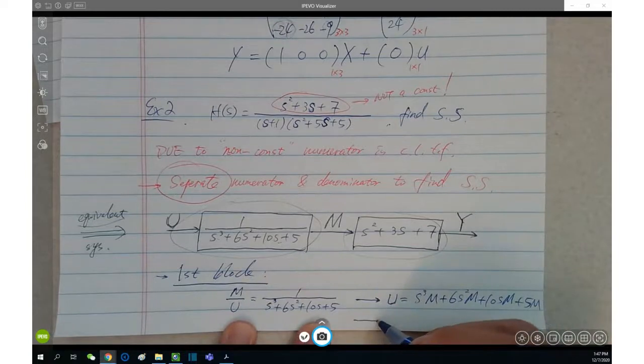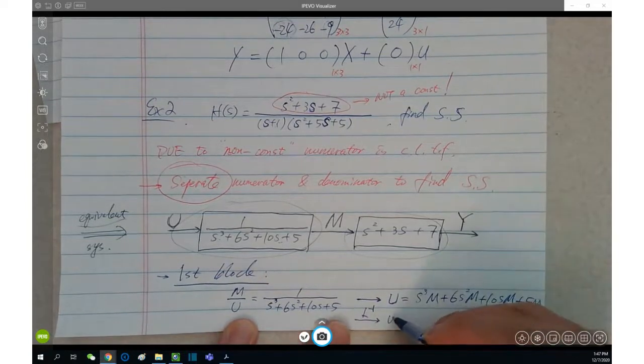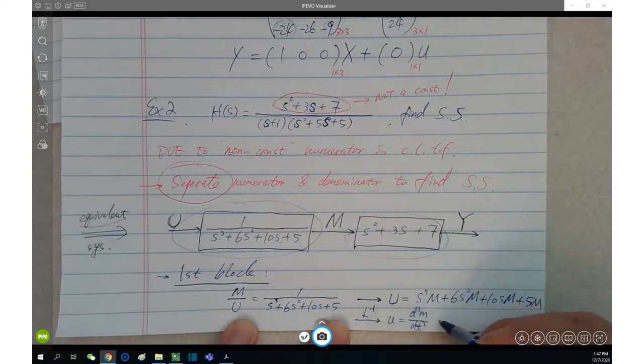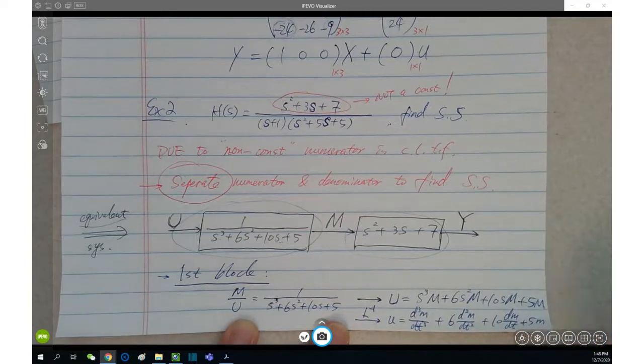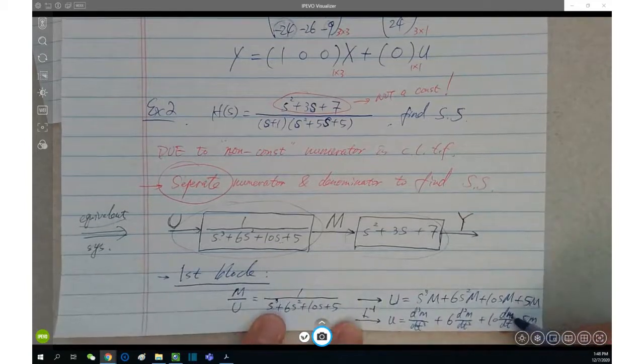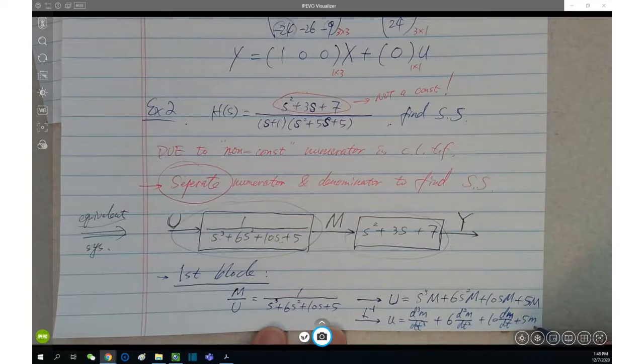And then if you conduct an inverse Laplace transform, what you get is lowercase u equals d cubed m over dt cubed plus 6 d squared m over dt squared plus 10 dm over dt plus 5 lowercase m. Does it make sense so far? This is the result of the inverse Laplace transform, and based on which, we move on.